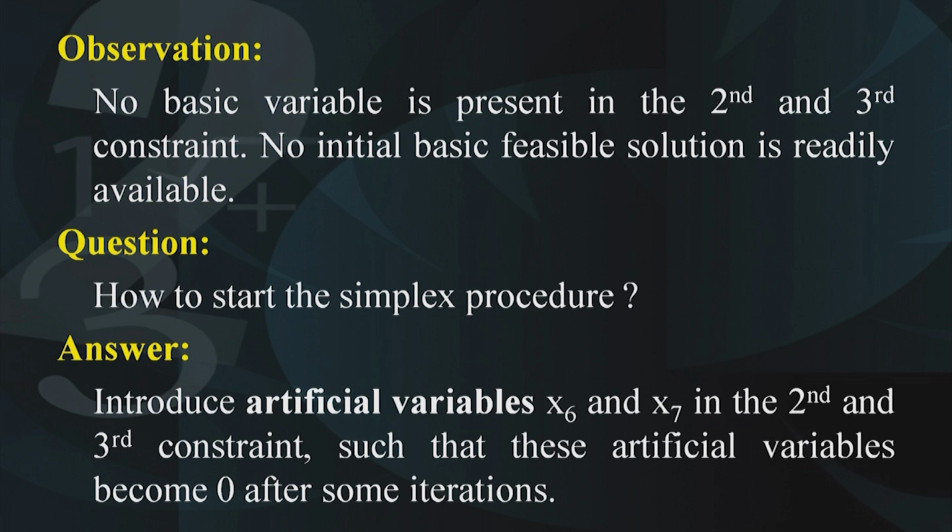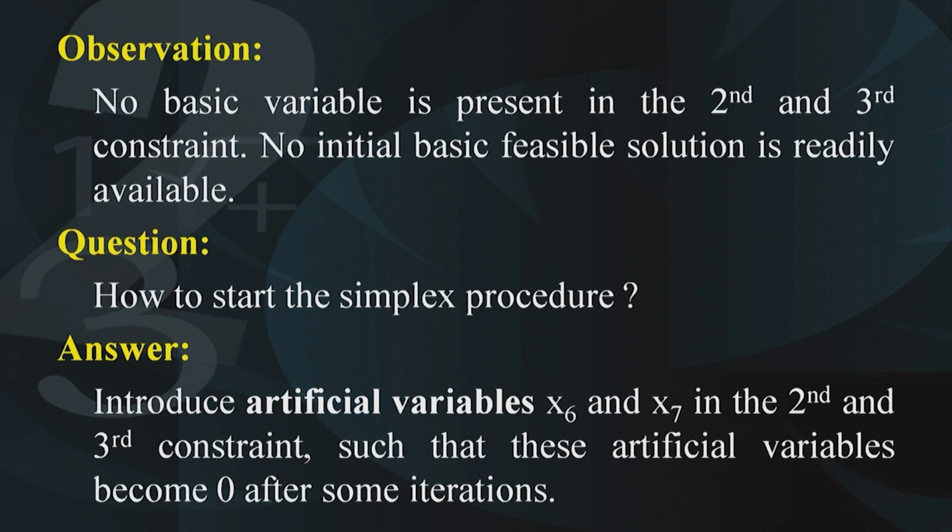Let us call it x6. Similarly, we will introduce another artificial variable in the third equation. We will call it x7. So, the artificial variables x6 and x7 will be added to the second and the third equations. However, we have to make sure that these variables should be greater than or equal to 0, and when we apply the simplex method, at some iteration or the other, these artificial variables should be reduced to 0.